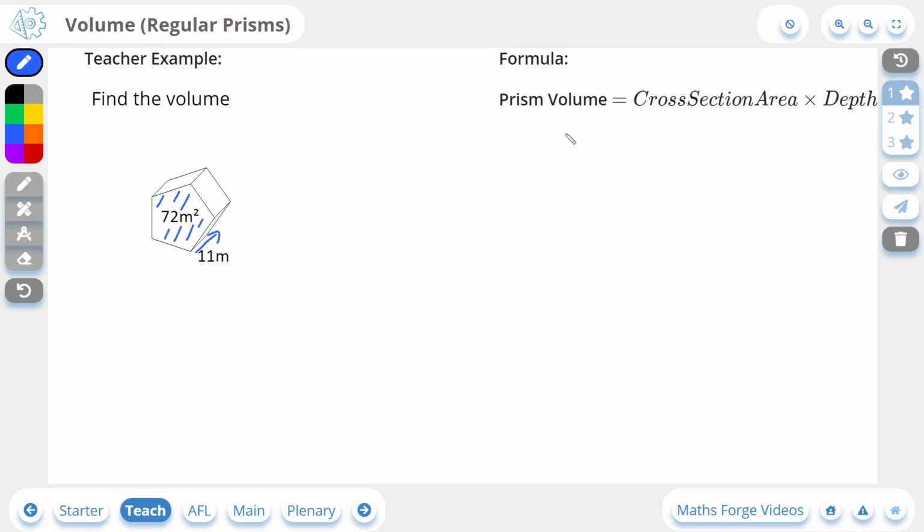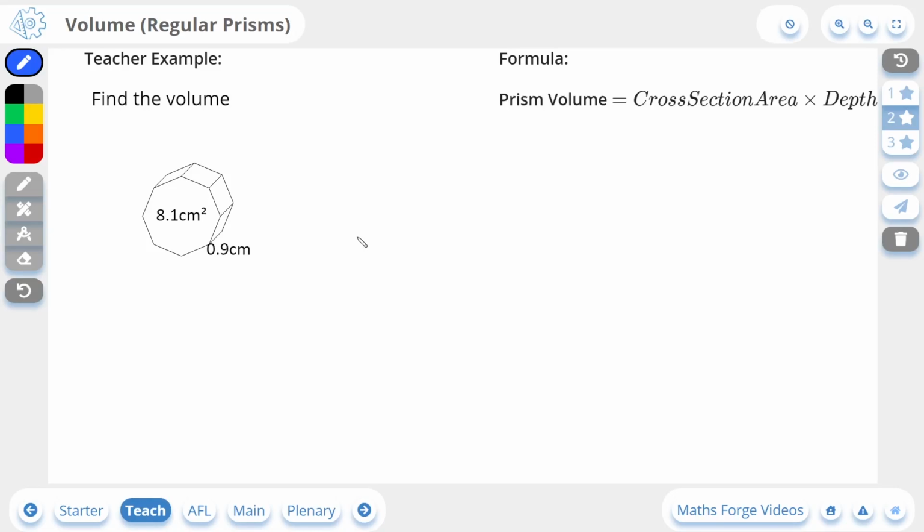So the formula for the volume of a prism is the cross-sectional area times the depth. So in this case, to get the volume of the prism, we are going to multiply 72 by 11, and this will give us 792 meters cubed. Don't forget, we're dealing with volumes, so the unit is cubed. And since the length is in meters, therefore the volume is in meters cubed. And if we check our answer, there it is.